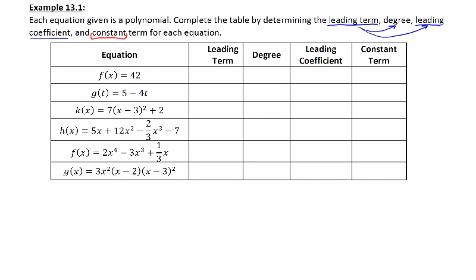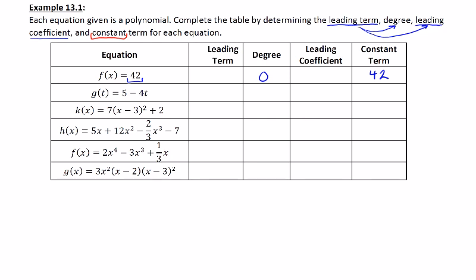So for the first equation, f of x equals 42. All I have is just one term here, 42. That's it. And there's no variable involved, so this represents a constant function. We know that the degree of a constant function is 0, and the name itself, constant function, leads us to believe that that's a constant, and it is. So 42 represents the constant term.